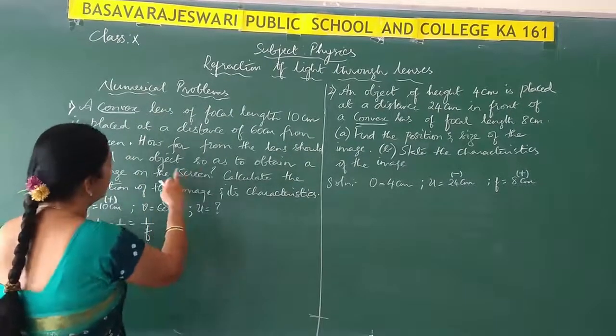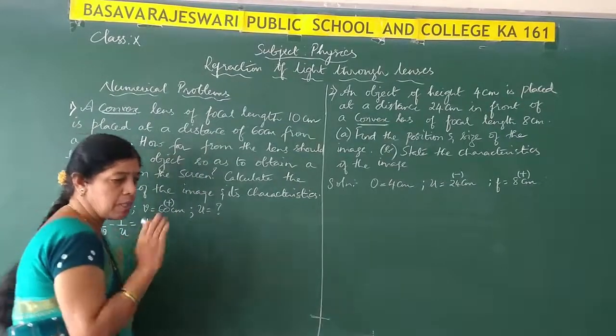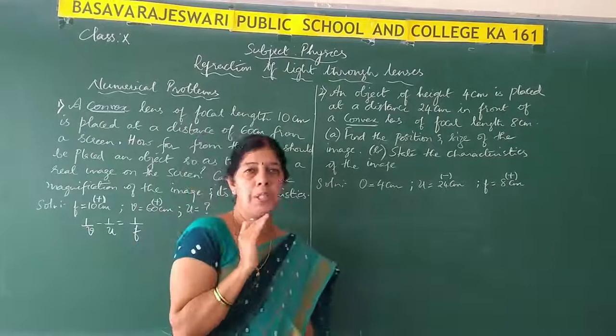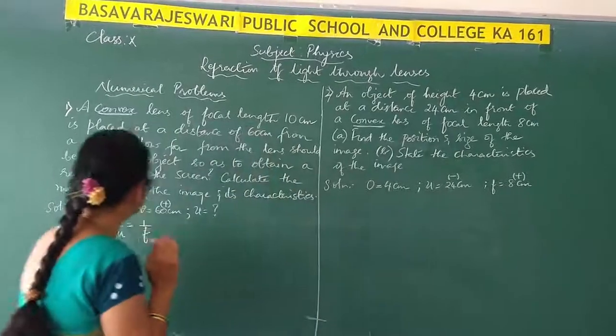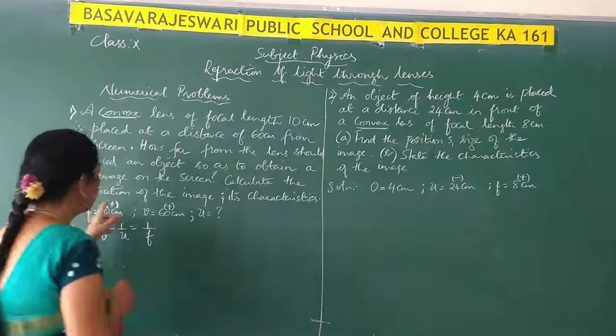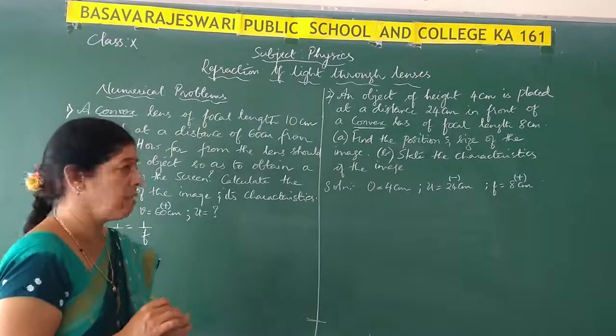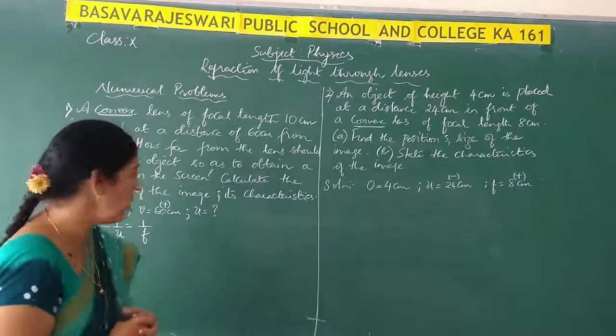Next, what we have to calculate: how far from the lens should the object be placed. Means at what distance the object must be placed so as to obtain a real image on the screen. Calculate the magnification of the image and also its characteristics. You have to state the characteristics of the image.